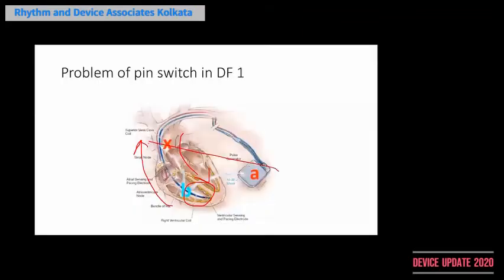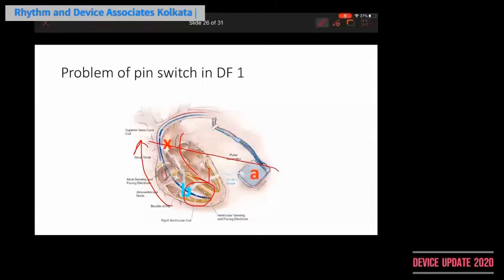DF4. And if you have a fracture or an electrical insulation break in the pocket, then what happens is that your shocking vector comes from, see, for example, you have a fracture here in the RV coil. Then it comes very near to the pacemaker can, and this can result in what is called arcing.